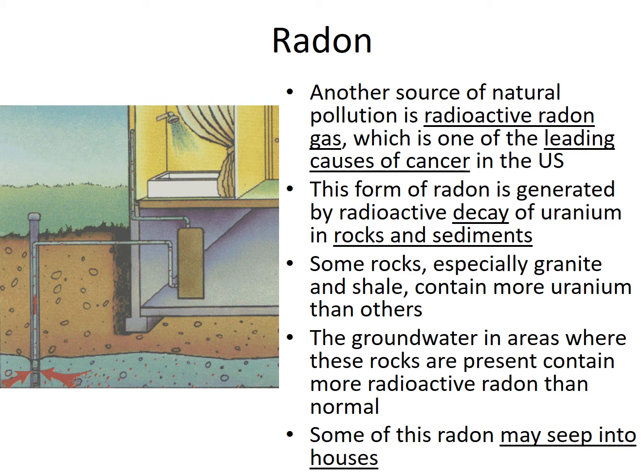All right, let's talk about radon. Another source of natural pollution is radioactive radon gas, and it is one of the leading causes of cancer. Radon is generated by radioactive decay of uranium in rocks and sediments, so it's naturally occurring. Some rocks, especially granite and shale, contain more uranium than others. The groundwater in areas where these rocks are present contains more radioactive radon than normal, and so the radon can seep into houses, and you have to have a radon pump to help get it out to reduce your risk of cancer.